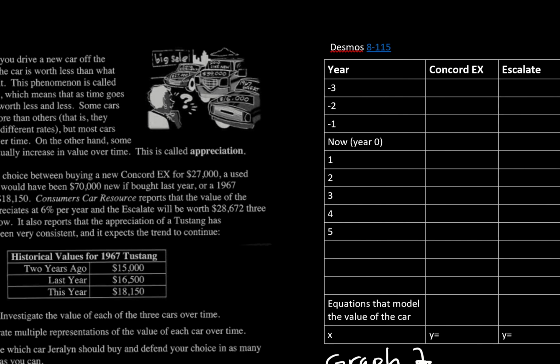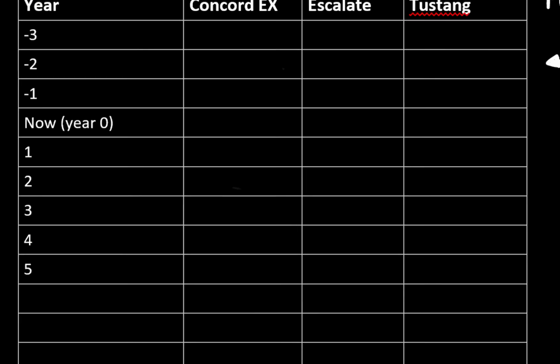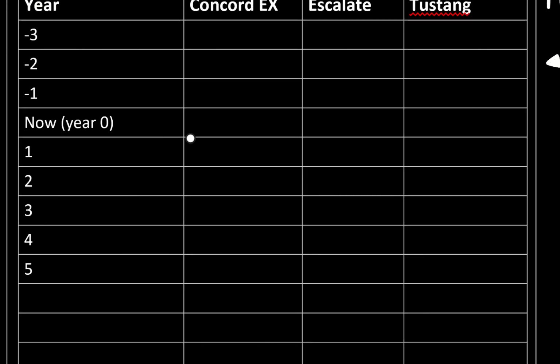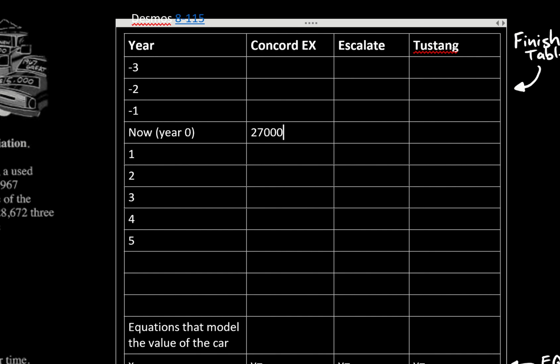So the first thing I want to start with is it says a new Concorde for $27,000. Well, she's looking at buying one this year, so I'm just going to go ahead and right here, I'm going to type in that it's $27,000 if bought new right now. This car, they tell me that it is, let's just fill in the rest of the table and then we'll talk about some tips on how we come up with the equations.